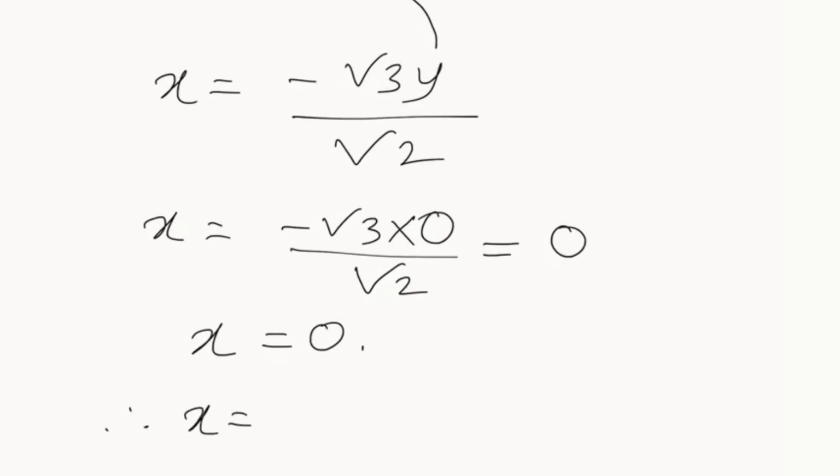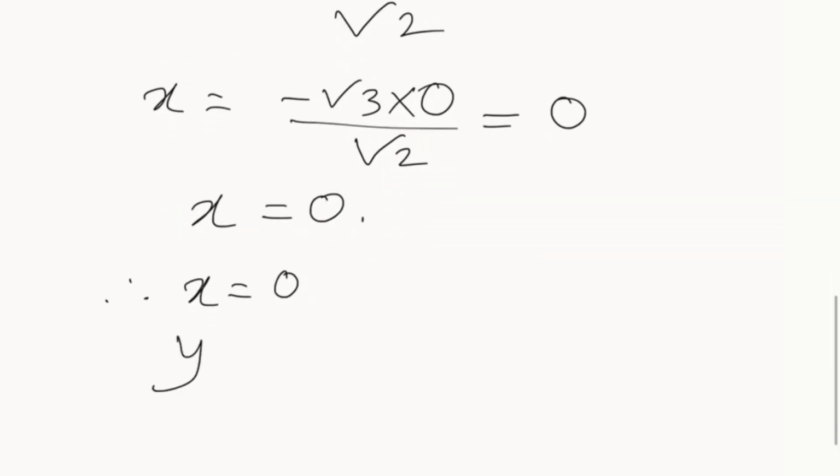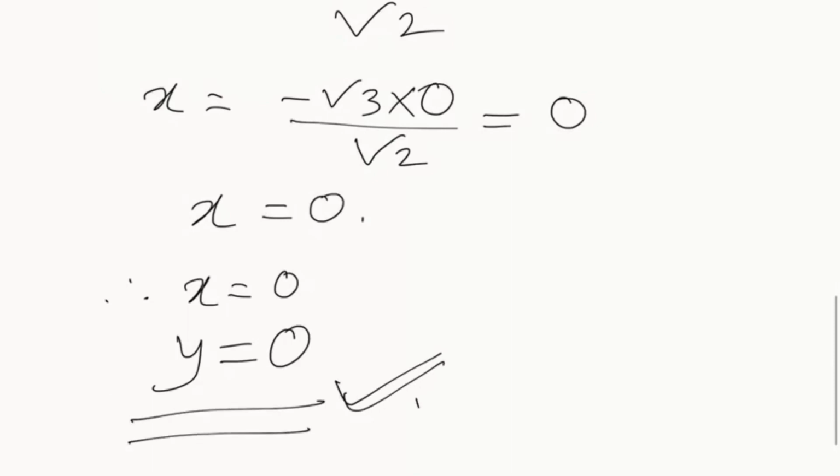This means the final x equals 0, y is also equal to 0. That is your answer. Okay, so this is not as tough as we thought.